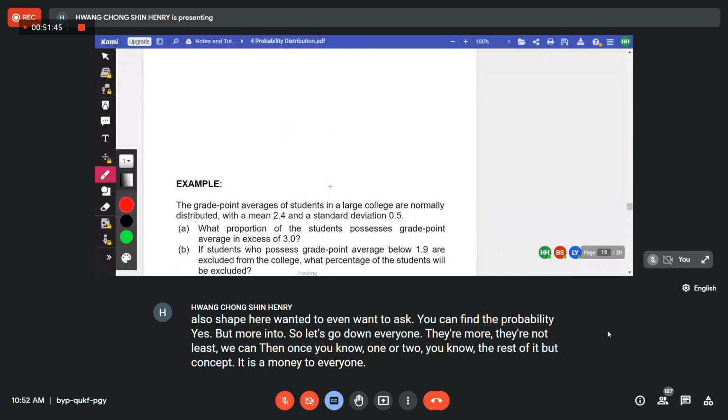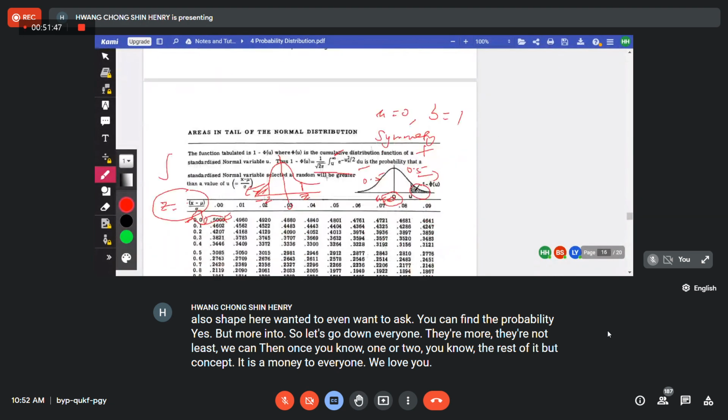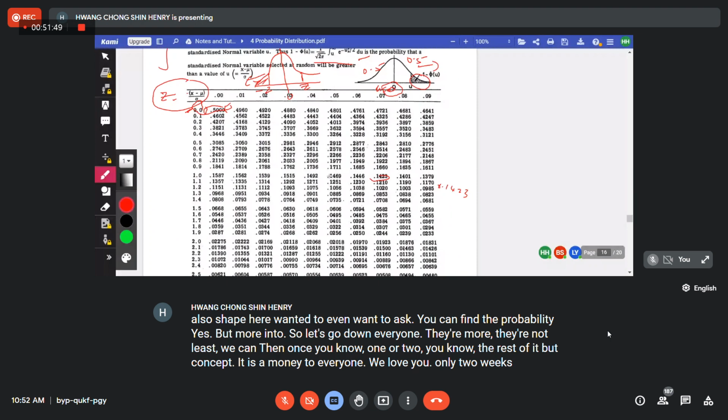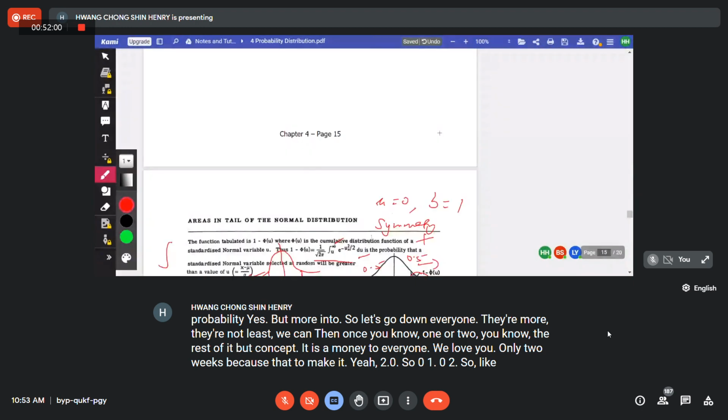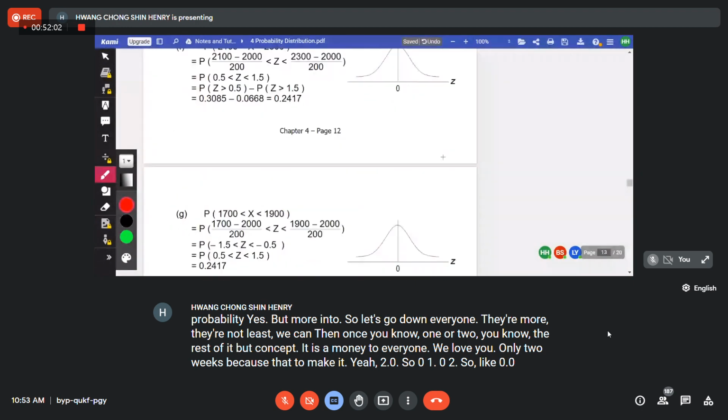Okay, let's say more than 2, everyone. Sorry, we have to scroll up and down. More than 2 means look at the Z of 2.0. Where is it? Here, 2.0, so 0.02275. Everybody okay?